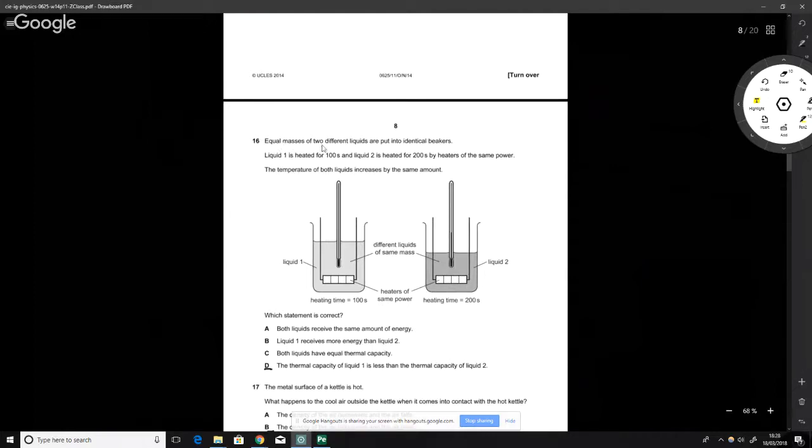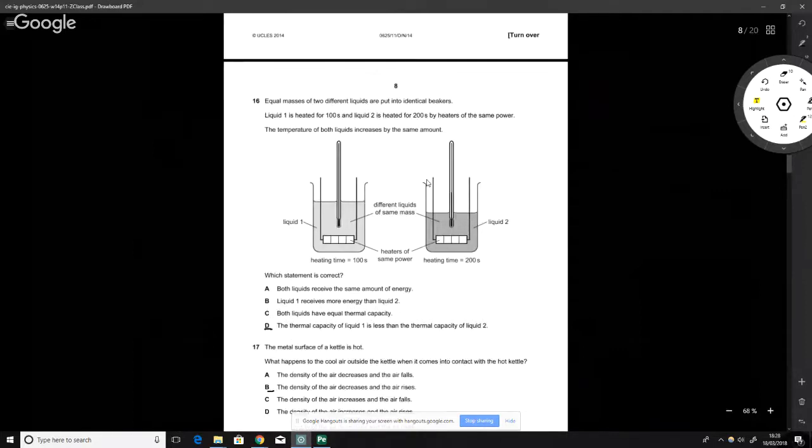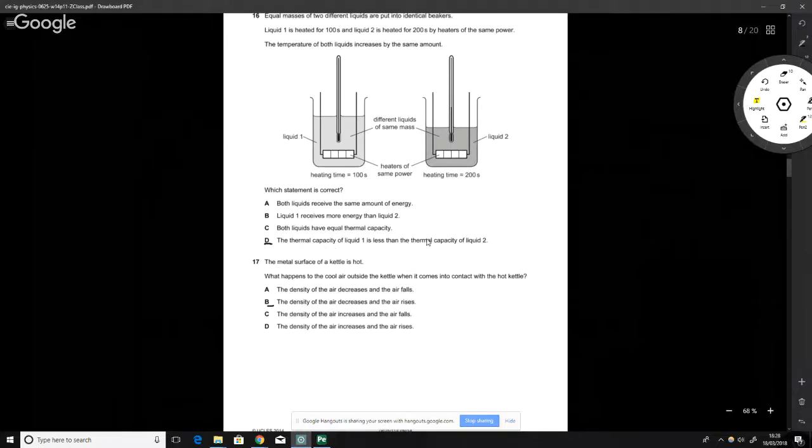The equal masses of two different liquids are put into identical beakers. Liquid 1 is heated for 100 seconds and liquid 2 is heated for 200 seconds by the heaters of the same power. So about double the energy is going in. The temperature of both liquids increases by the same amount. Thermal capacity. So the answer is D.